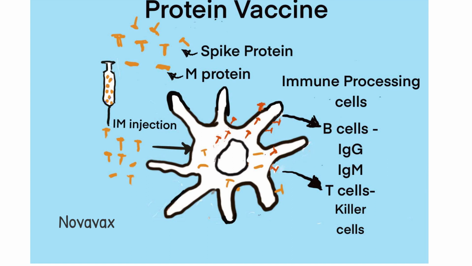For the SARS-CoV-2 vaccine, the full-length spike protein is expressed and purified and combined with an adjuvant, Matrix-M1 adjuvant, a component that amplifies the immune reaction, and is injected intramuscularly, and the immune processing cells take up the foreign protein and express it on their surface, stimulating B and T cell immune responses.